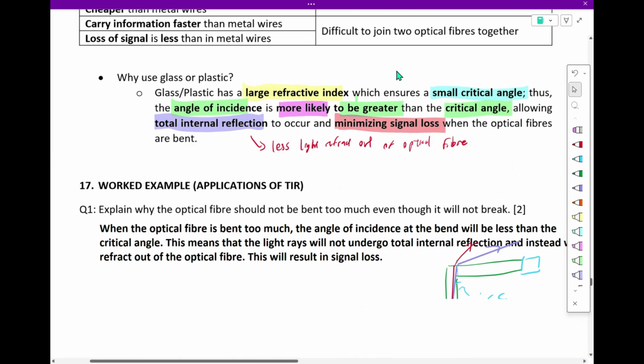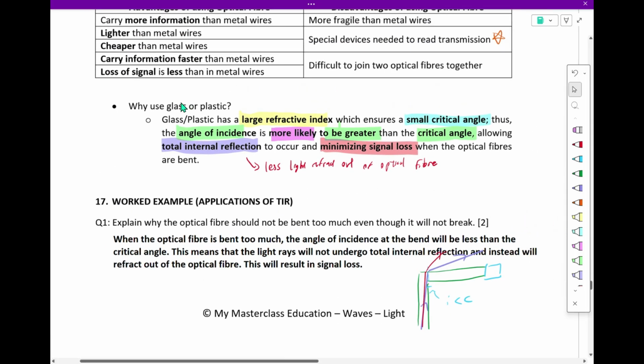Okay, so to make things easier as well, we also use glass and plastic, because when you have a large refractive index, you have a small critical angle, which means it's easier and more likely for my angle of incidence to be greater than the critical angle, which means I can actually bend more and therefore wouldn't affect the signal loss as well. Because if I have a very small refractive index and a very large critical angle, it is less likely for my angle of incidence to be greater, right? So if I bend just a little bit, basically there will be refraction outwards already, which is not what we want.